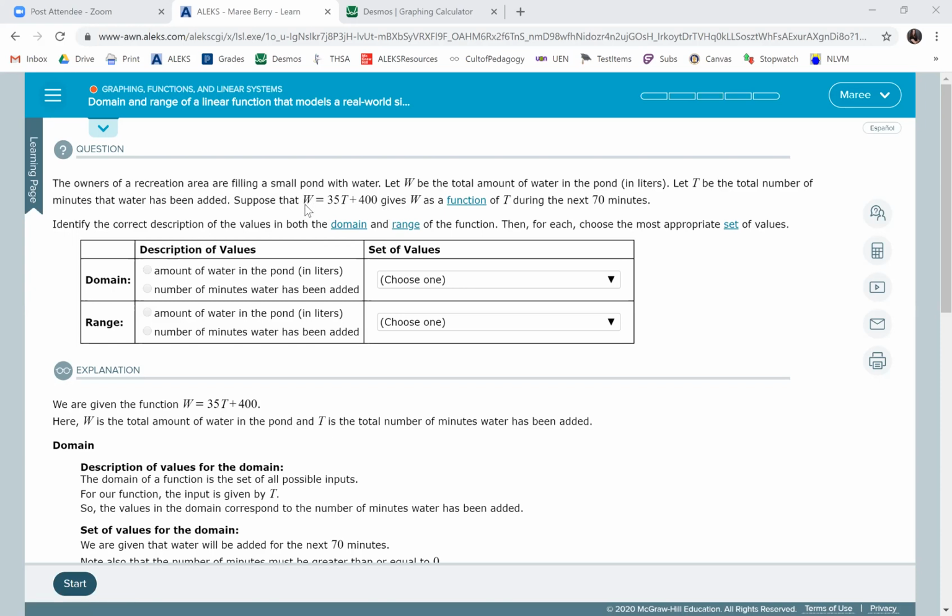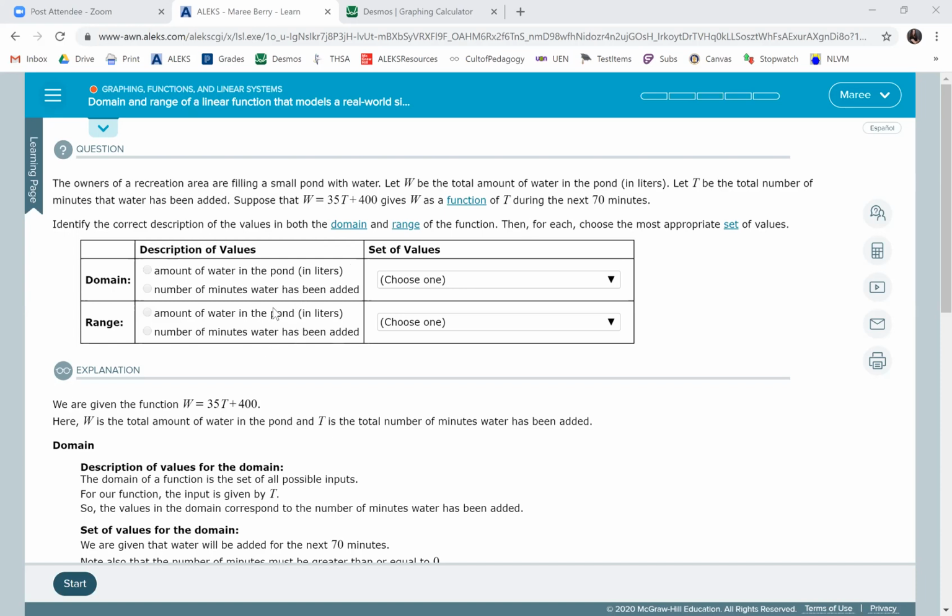Domain is always the independent variable, and it's the one that's with all the numbers. So T, whatever T stands for, total number of minutes. Number of minutes, that's going to be domain, and then range will be the other one, okay? Minutes cannot go negative, so our values are going to be from 0 to, did they give us 70? So it's going to be between 0 and 70.